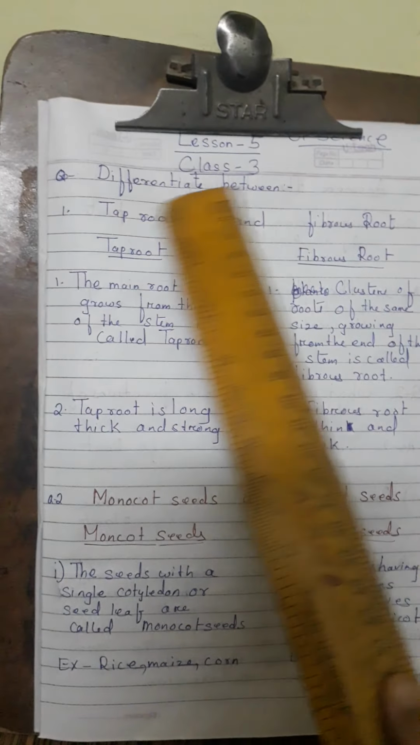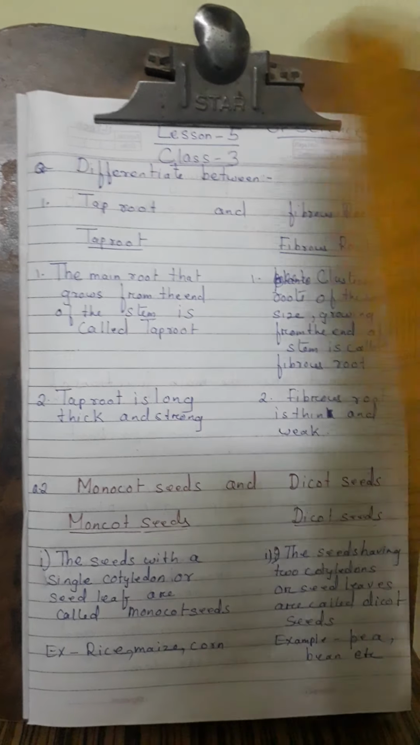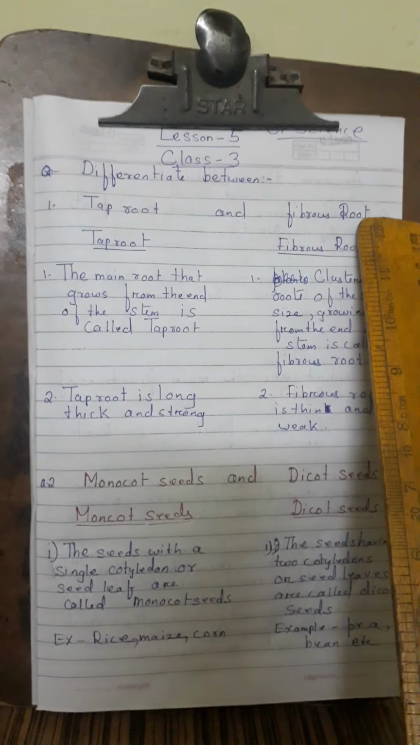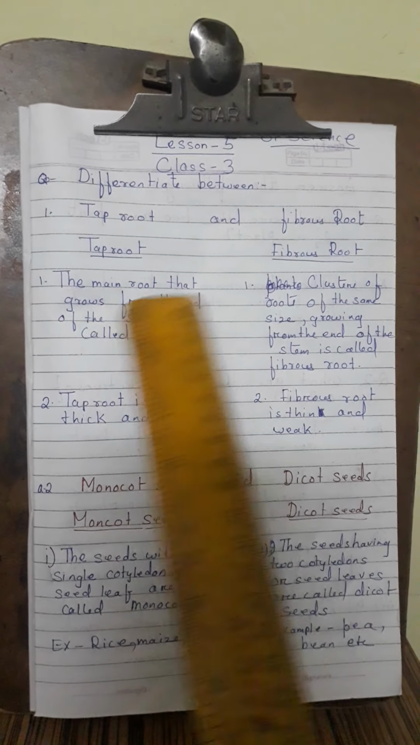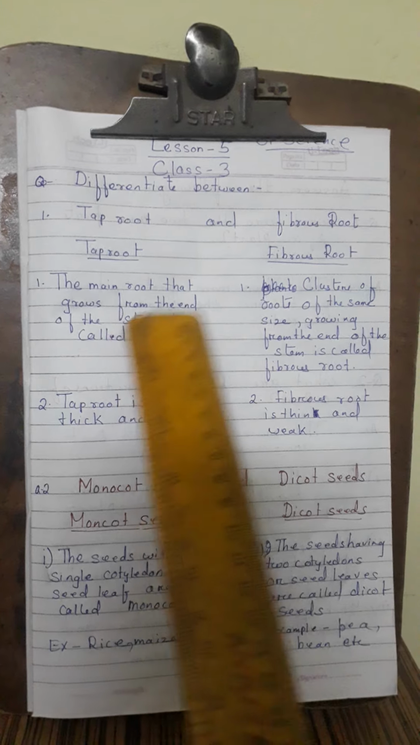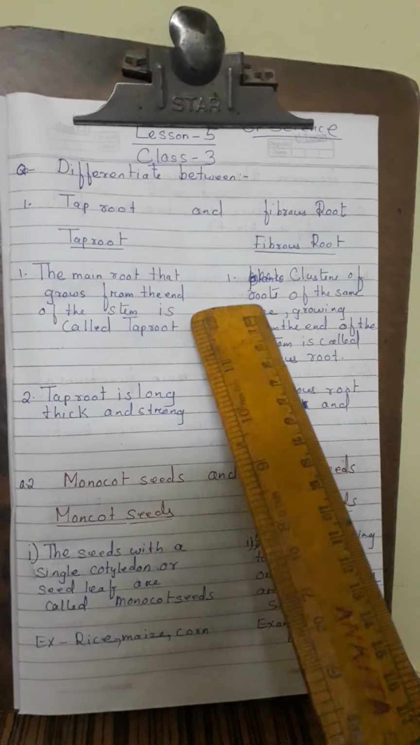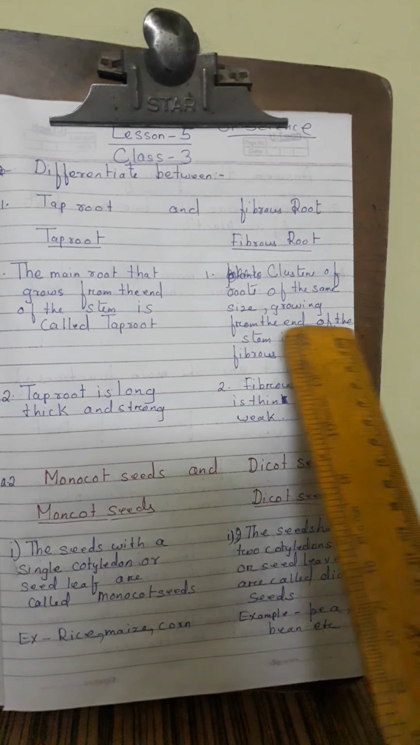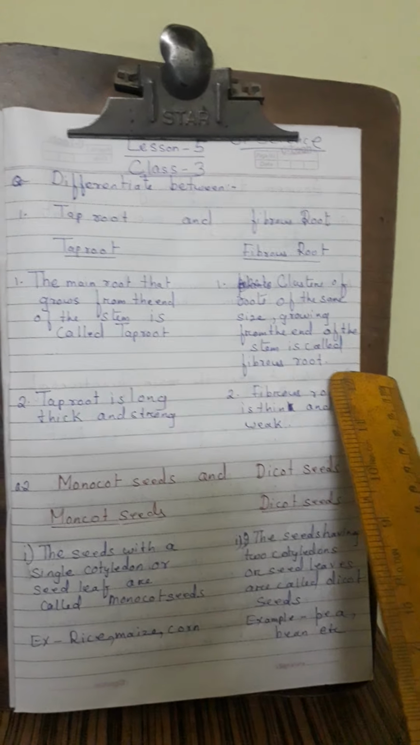Children, we are on the question answer part of lesson 5, class 3G science. We will begin with differentiate between taproot and fibrous root. Taproot: the main root that grows from the end of the stem is called taproot. Fibrous root: clusters of roots of the same size growing from the end of the stem are called fibrous roots.